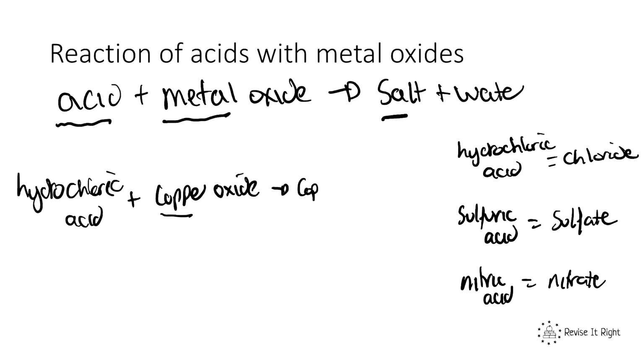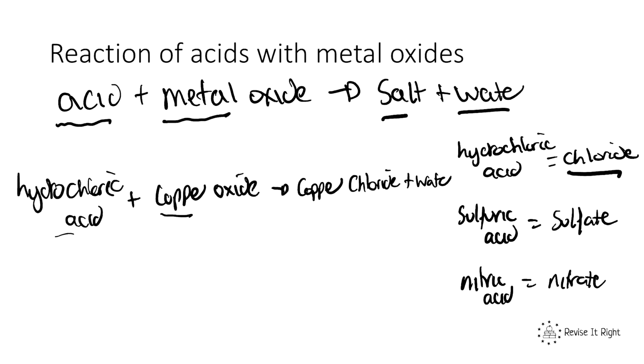So the first part of the name is going to be copper. And the second part comes from the acid. Now a hydrochloric acid makes a chloride. So it's going to be copper chloride. And then we know an acid and a metal oxide also makes water. So it's going to be plus water. So hydrochloric acid plus copper oxide makes copper chloride plus water.